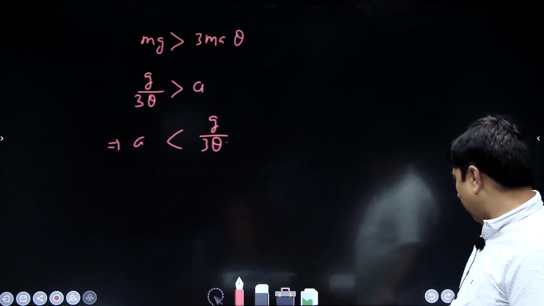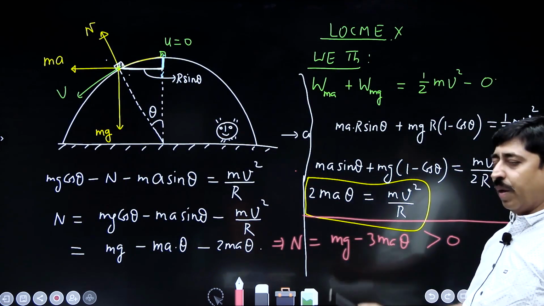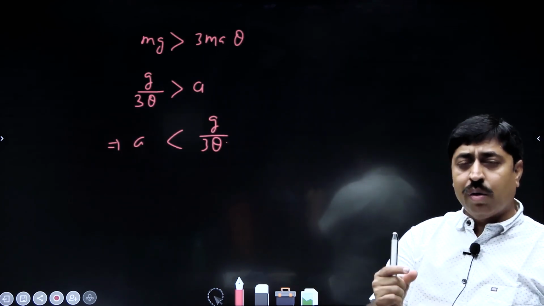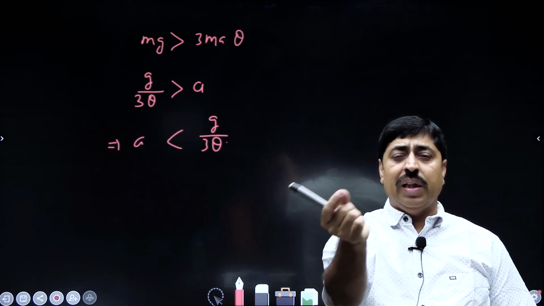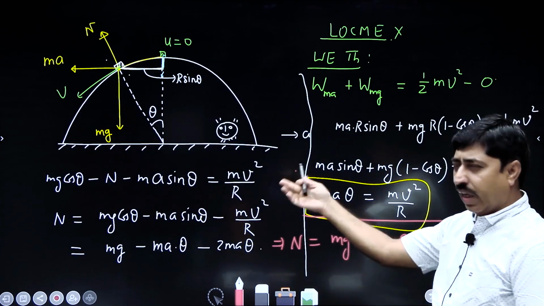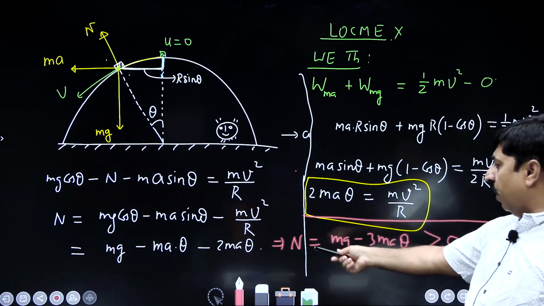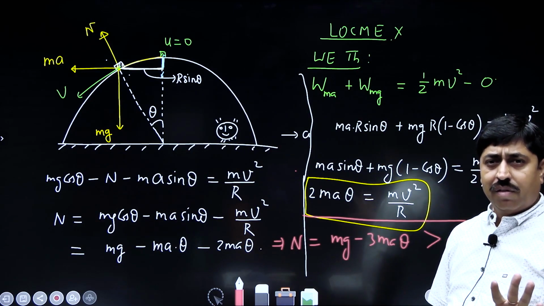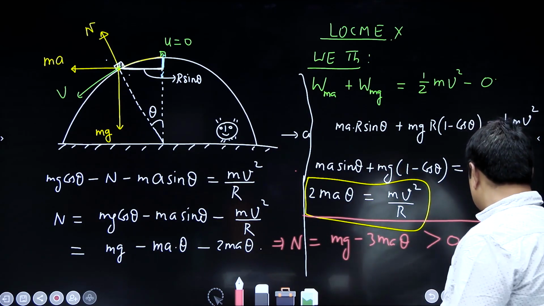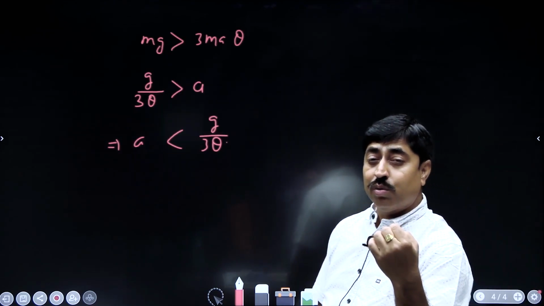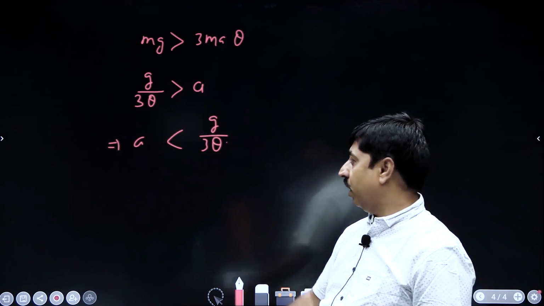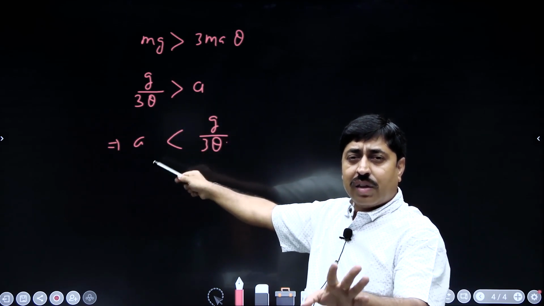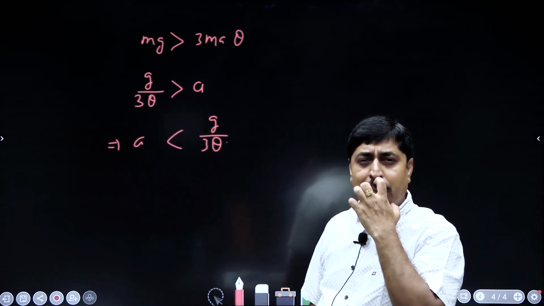So students, the acceleration of the hemisphere should be less than g by 3 theta for the block to not lose contact by the time it rotates through an angle theta, where theta is very small. The normal reaction is greater than 0 till the block has rotated by an angle theta, meaning the block is in contact with the hemisphere. Now the question says that the block should not lose contact by the time theta is 1 degree. So the normal reaction should be greater than 0 till theta is 1 degree, which means the acceleration should be less than this. So in place of theta we should write 1 degree.